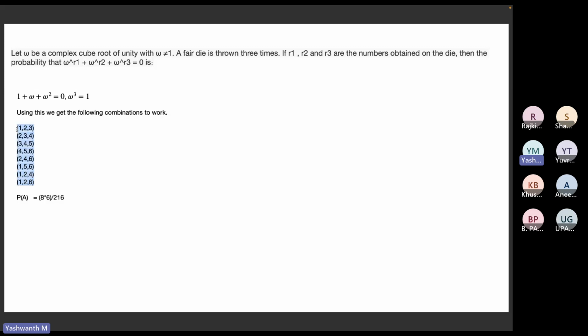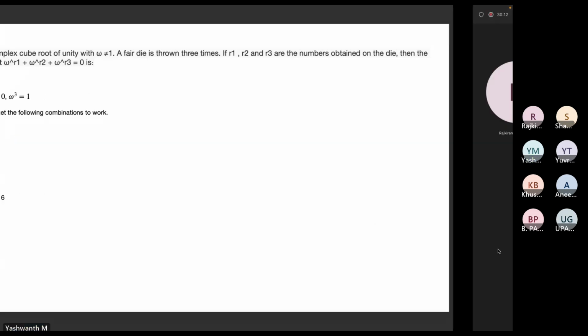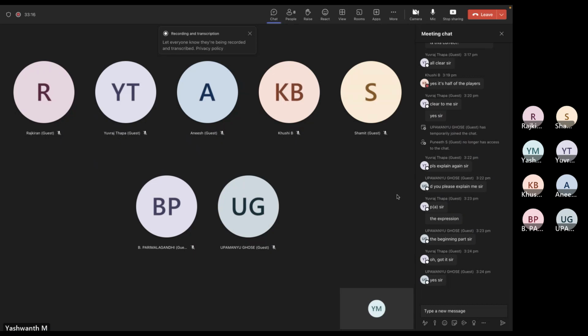I might have missed one. I think I have exhausted all the possibilities, but to my knowledge, I haven't missed any row that satisfies this equation. If I missed another row, you can just add 6 to the numerator over 216. But I think I covered almost all. Any questions on this?